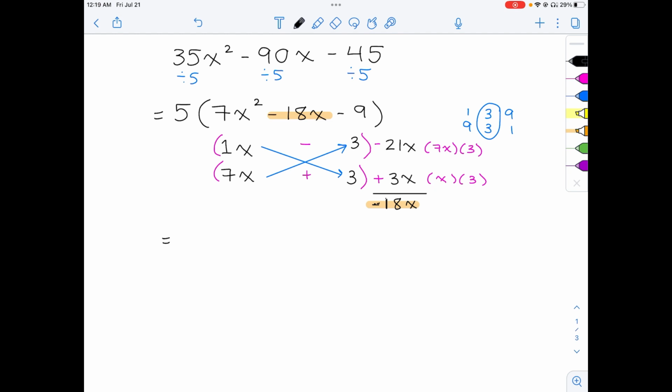Okay, so when I write my fully factored form, I need to make sure that I bring this common factor that I took out at the beginning, so I need to write it here. Otherwise, your final answer is not going to be completely correct. Okay, 5, and then I'm just writing my brackets here. So again, you can write 1x if you want. I just write x minus 3, and then 7x plus 3, and that is your final factored answer.